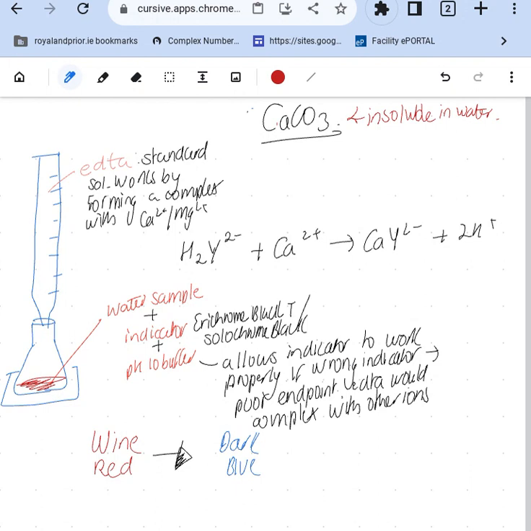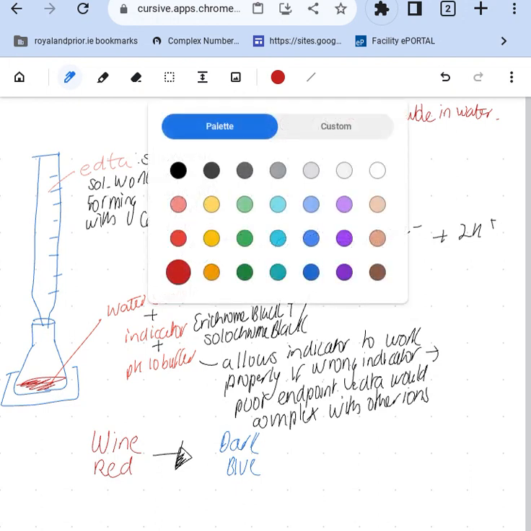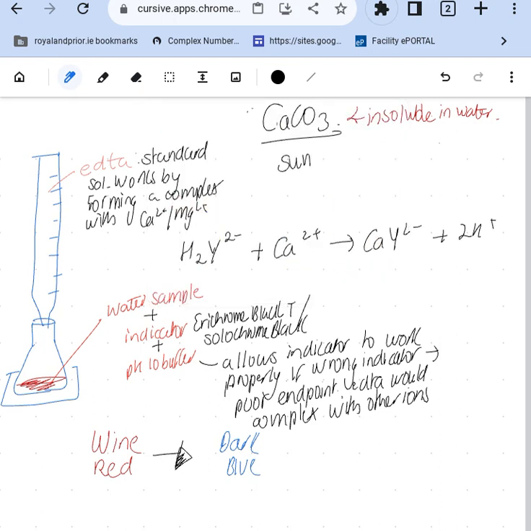So this is an experiment to measure the total hardness of a water sample, and total hardness means the sum of the concentration of calcium and magnesium ions in water. It doesn't differentiate between a calcium ion or a magnesium ion, between calcium chloride, calcium sulfate, magnesium chloride, magnesium sulfate, or calcium hydrogen carbonate. And calcium hydrogen carbonate is the one that's responsible for temporary hardness.